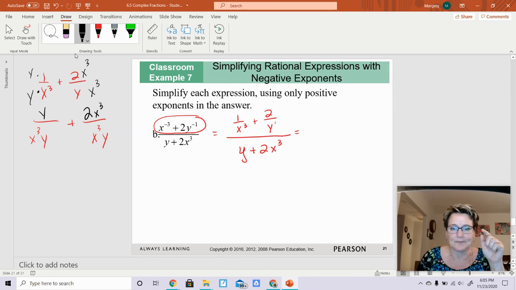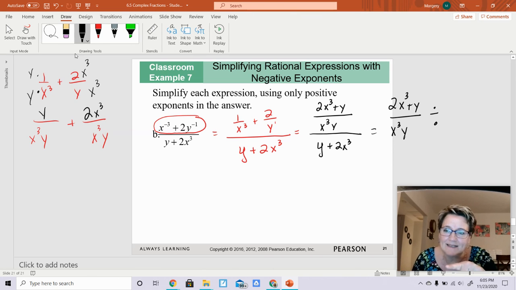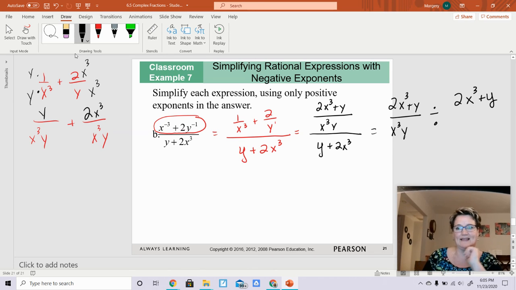So on the top here, I'm just going to add those together. 2x cubed plus y all over x cubed y. And here I get y plus 2x cubed. Well, I don't like the way that looks, so I'm going to write 2x cubed plus y over x cubed y divided by, it doesn't matter, they're both positive. I can rewrite it as this. Does not matter. I can rewrite it like that.